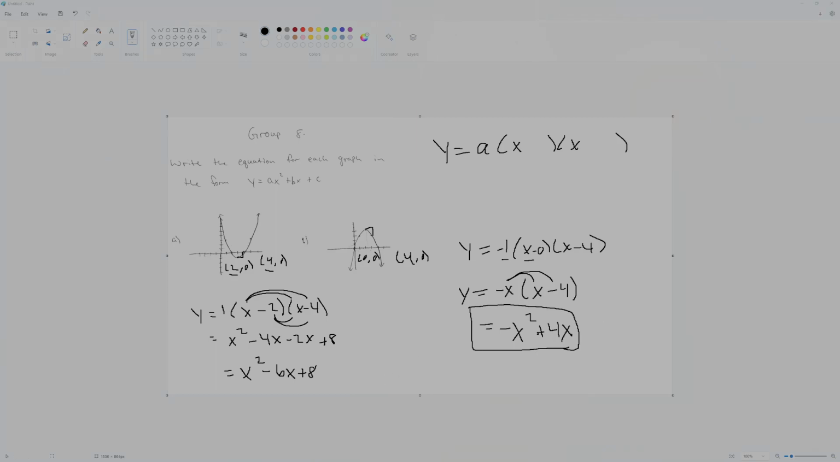Okay, so that does it for the Math Around the Room problems.